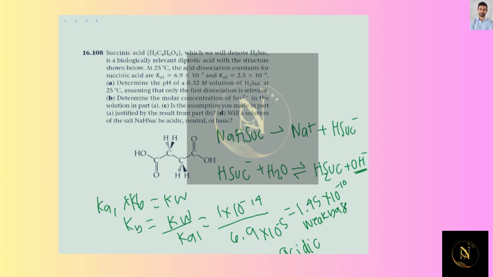And you can do that by just getting your pKb. So your pKb is equal to the negative log of 1.45 times 10 to the negative 10. And we get a pKb of 9.83. And so to get your pH, it's just equal to 14 minus your pKb. And you get a pH of 4.16. So acidic is the true answer.